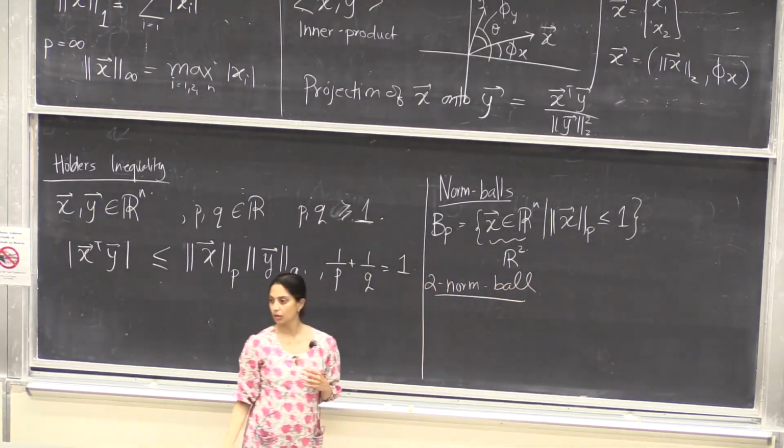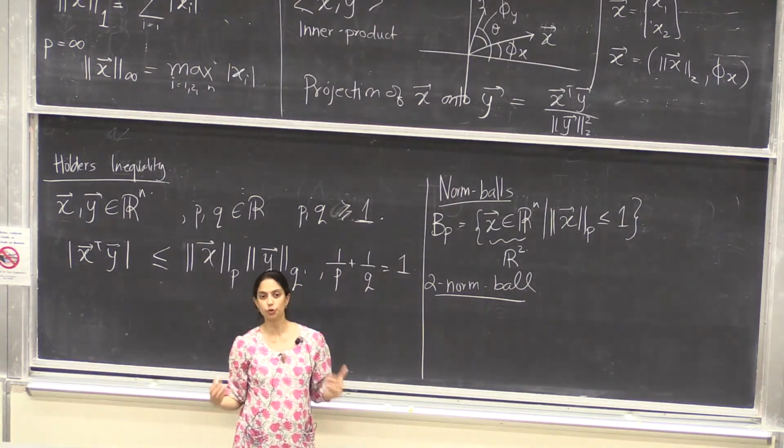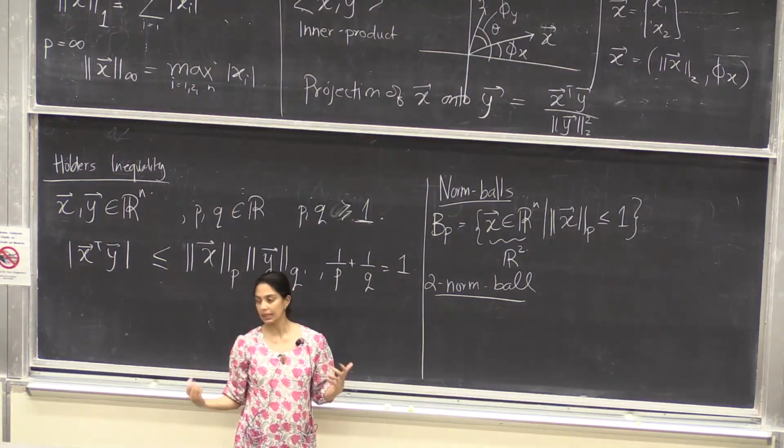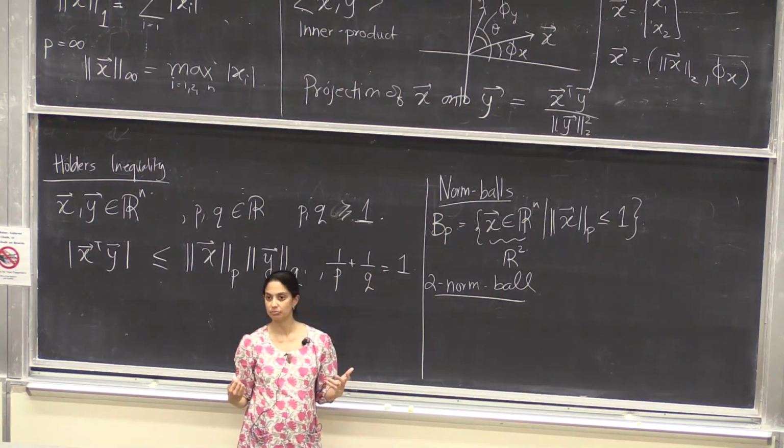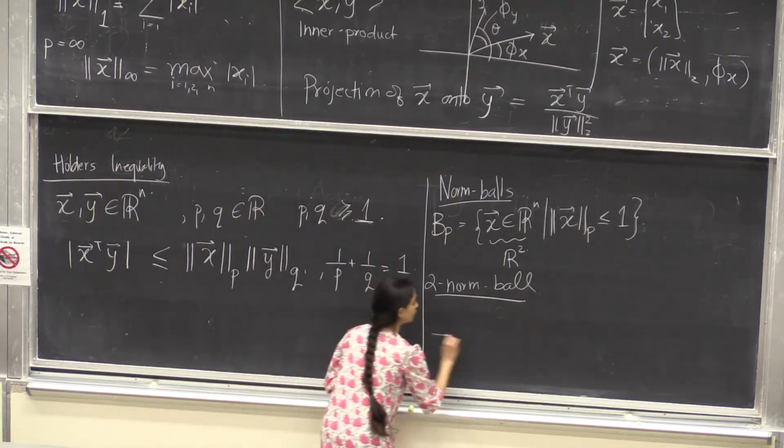Okay? So this you've seen. What does it mean for the 2 norm of a vector to be less than 1? How do you draw that picture? Make like hand gestures or something. It's the circle, right? The unit circle.